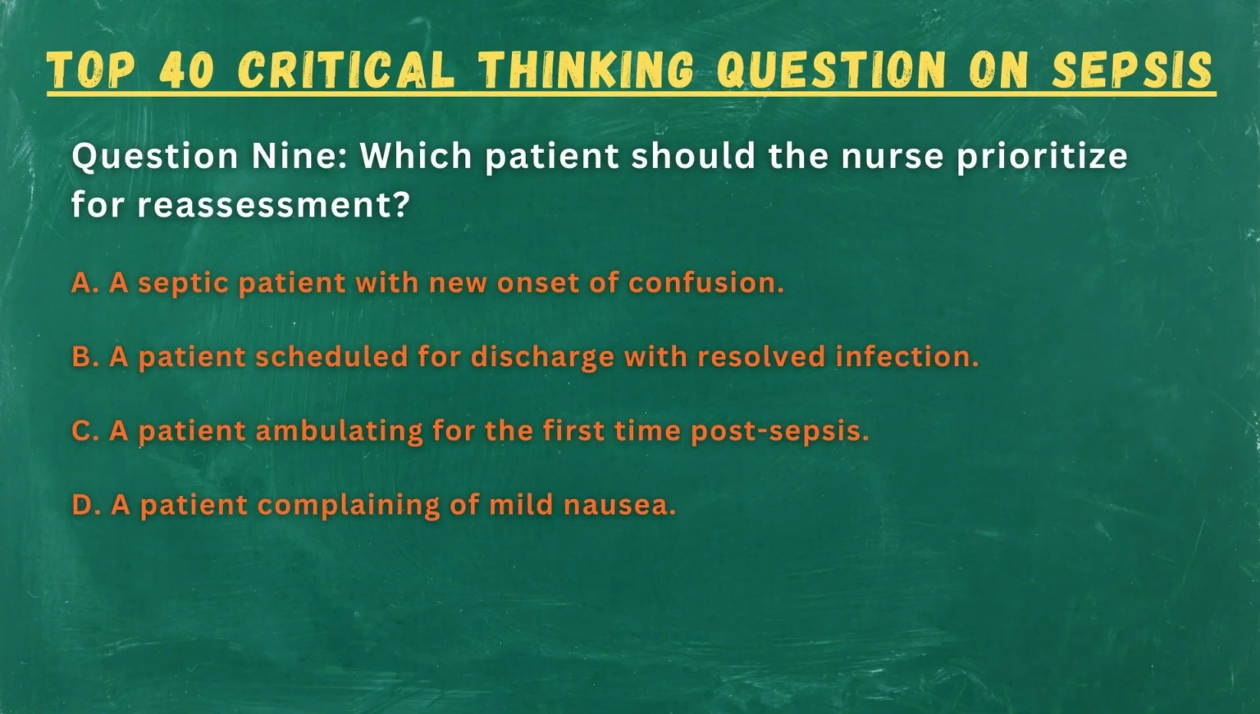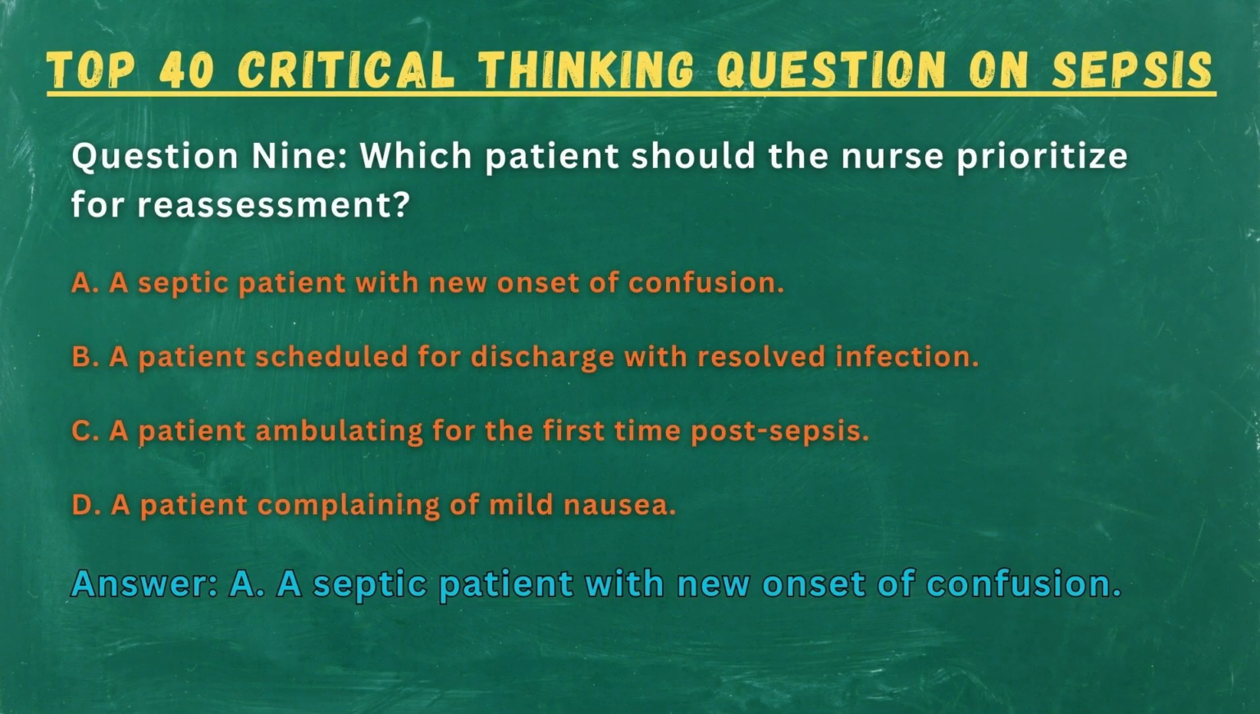Question 9. Which patient should the nurse prioritize for reassessment? A. A septic patient with new onset of confusion. B. A patient scheduled for discharge with resolved infection. C. A patient ambulating for the first time post-sepsis. D. A patient complaining of mild nausea. Answer. A. A septic patient with new onset of confusion.